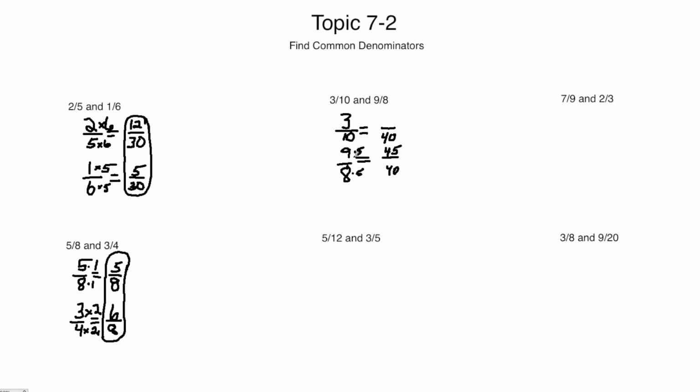I know it's an improper fraction, but we're still finding a common denominator. 10 times 4 is 40. 3 times 4 is 12. So our equivalent fractions with a common denominator are 12/40ths and 45/40ths. Did you get that? Great job.